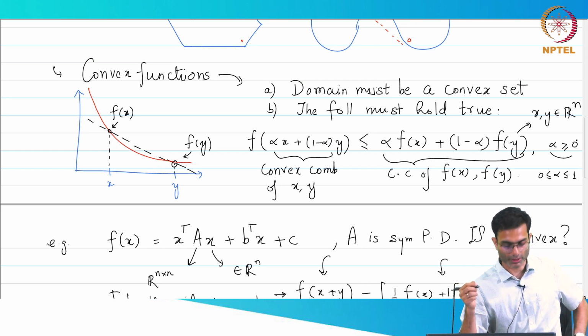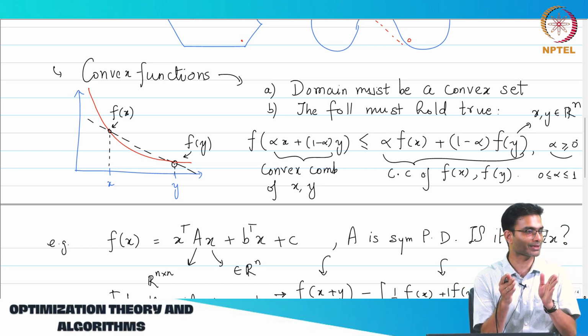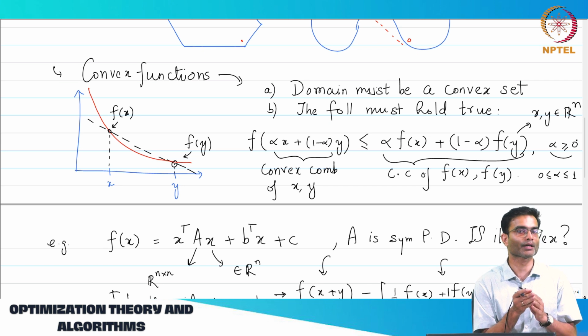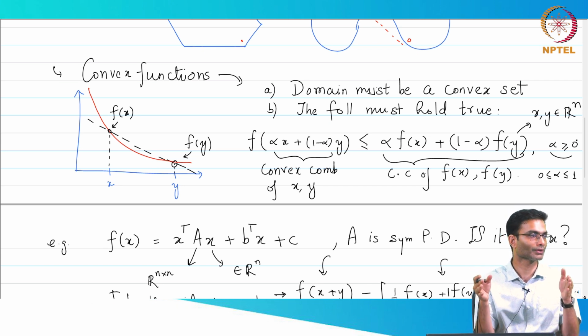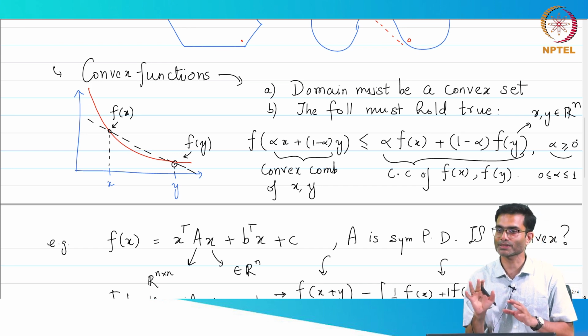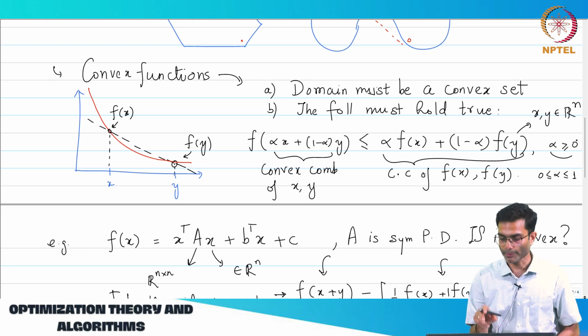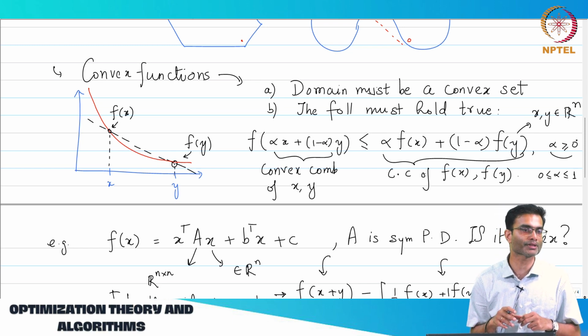Yes, but okay, so he's asking a good question. Here I have taken the convex combination of 2 points x and y. Now he's saying, what if I take a convex combination of n points? Do I have to prove it for that also? Any thoughts on this? Is the question clear? I'm only showing it for convex combination of 2 points. The question is, but what about n points?